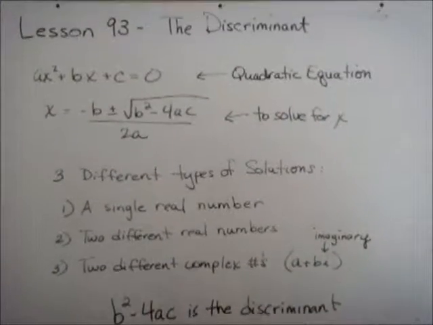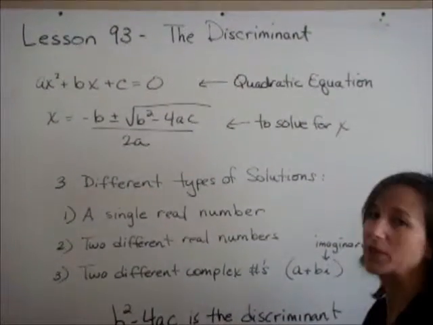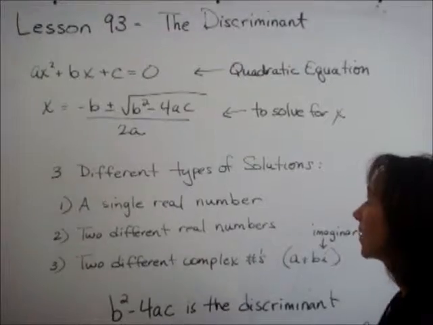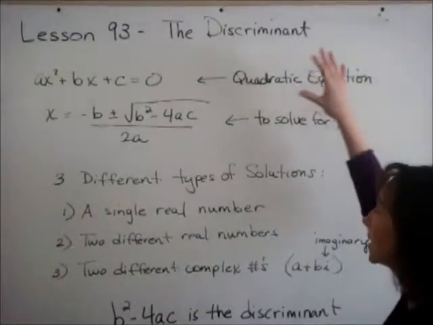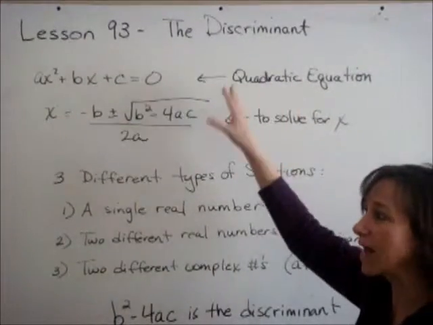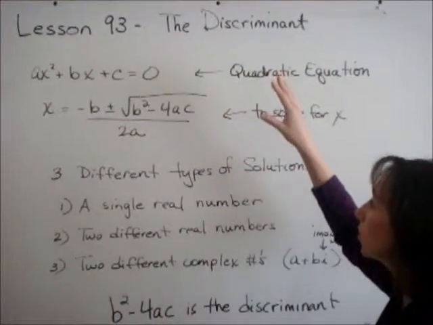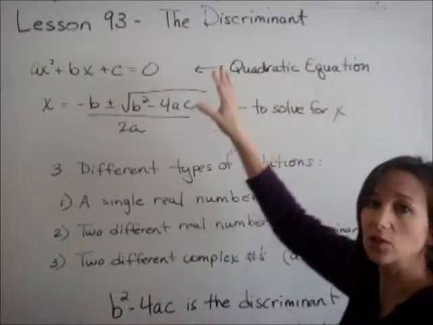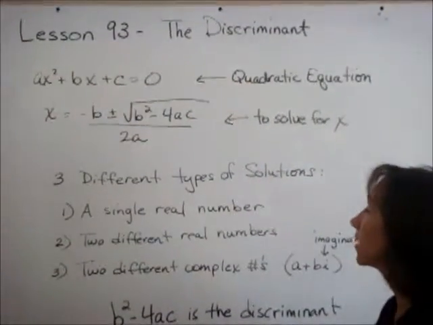Alright, we're doing lesson 93, the discriminant. What we're going to talk about is how we can tell if a quadratic equation has a real solution, an imaginary solution, or one solution or two solutions. And we can do that using a thing called the discriminant.